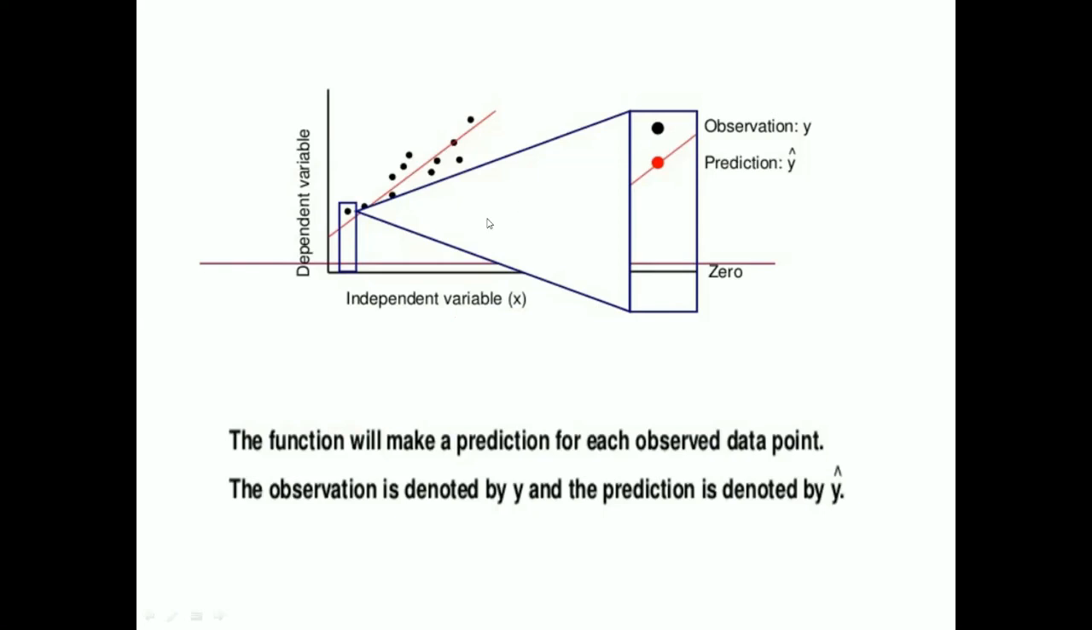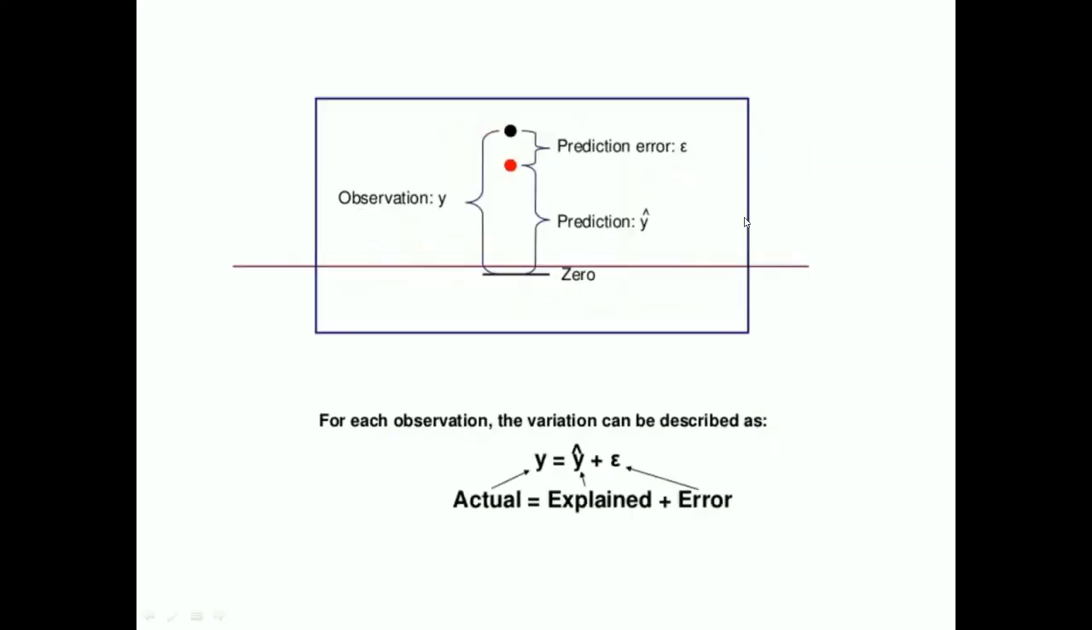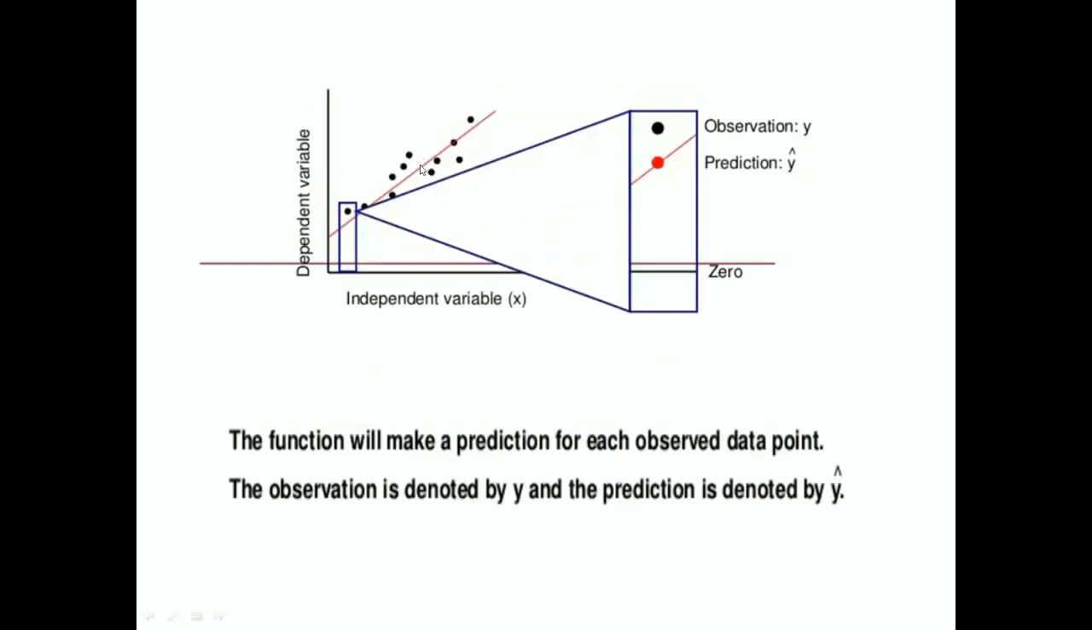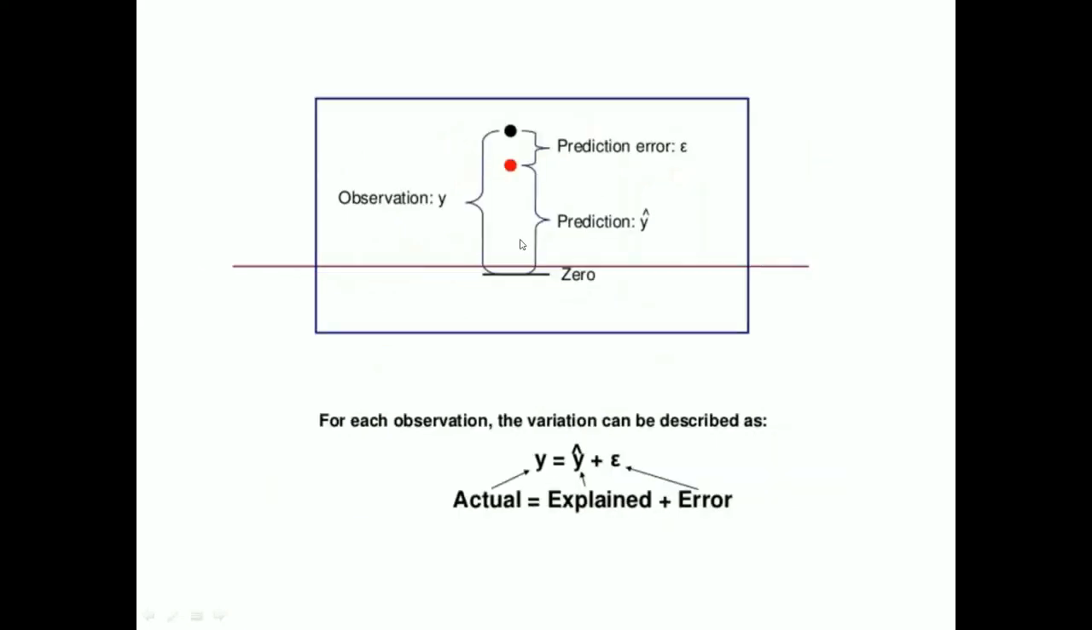Just as I told you, the prediction is y hat, that we have to calculate for each value, and these are the observed values that we have given in the data set. On that basis, we are going to predict the y hat. So next is the observation of y and the prediction of y hat. You can see the distance between the observed and predicted point, that is epsilon. It is called epsilon, that is the prediction error.